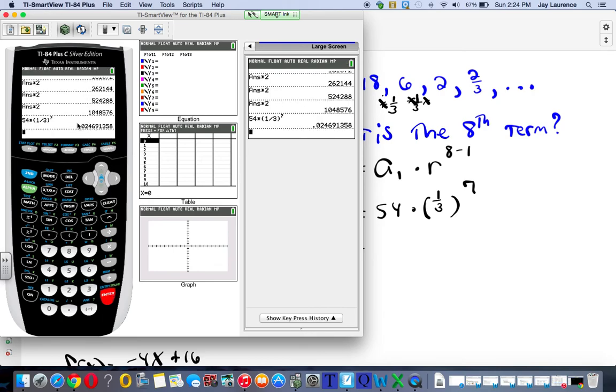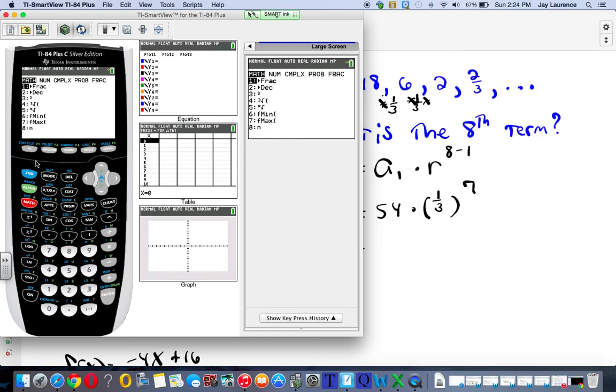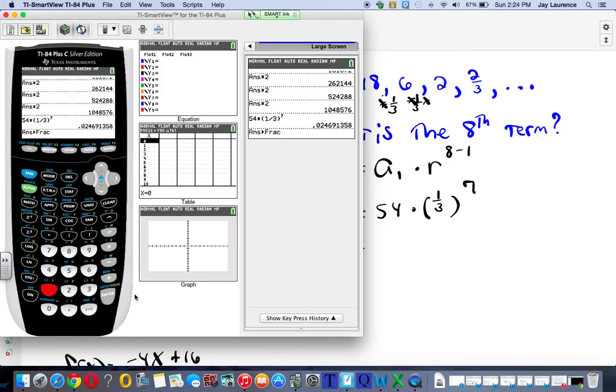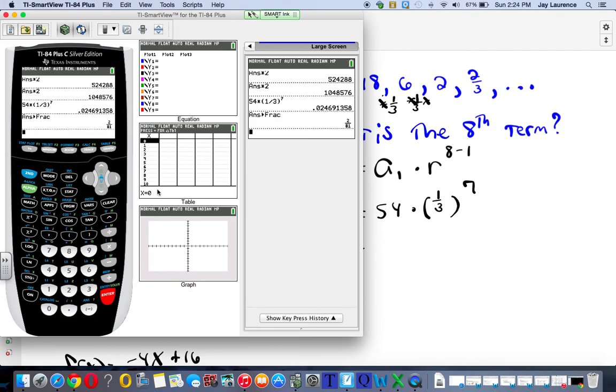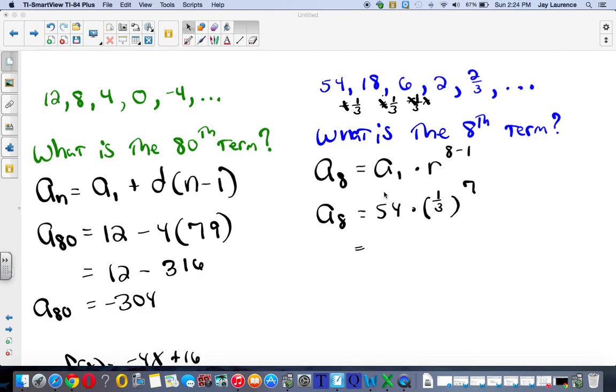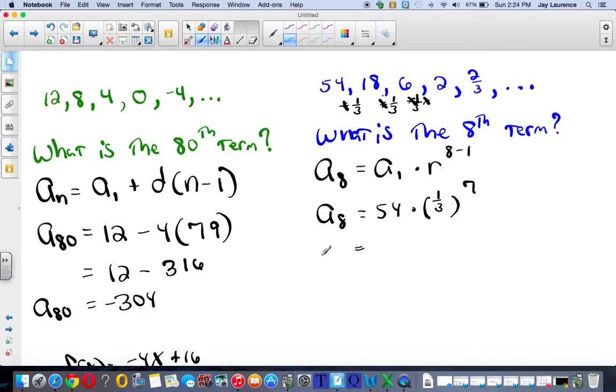Now this is not a really good answer for a geometric sequence problem. We like fractions. So I'm going to go math, number 1 is frac. I have a choice. I can hit enter or just hit the 1, and then it'll turn it into a fraction, and I'll get 2/81. So a sub 8 is going to be 2/81. I'm not sure why that won't go away.